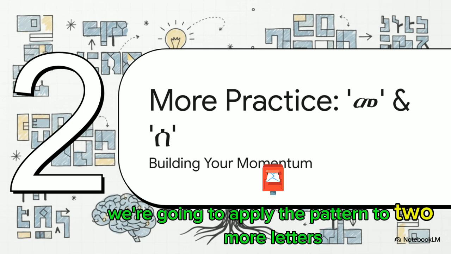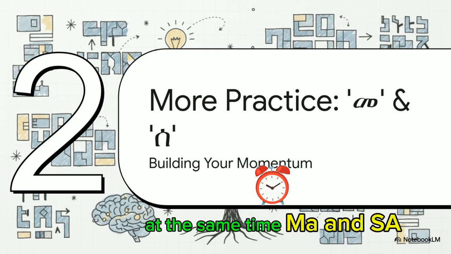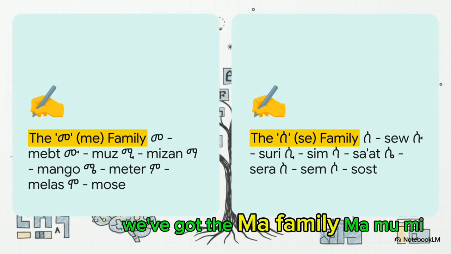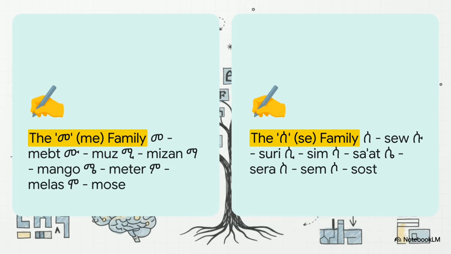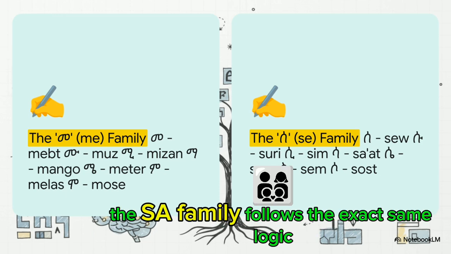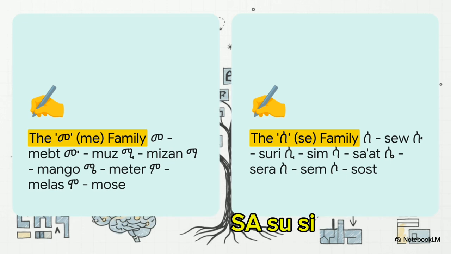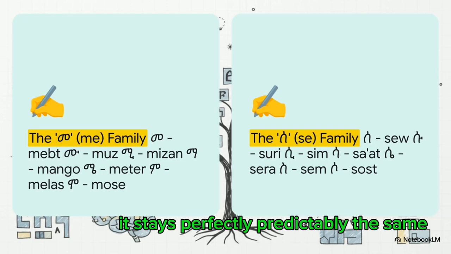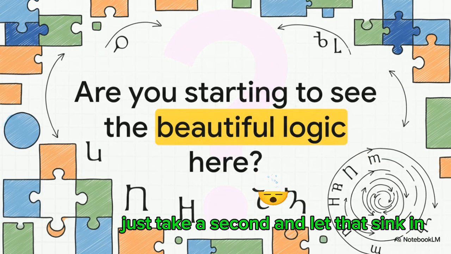We're going to apply the pattern to 2 more letters at the same time, ma and sa. Okay, on the left we've got the ma family. Ma, mu, mi, ma, me, mo. And no surprise, over on the right, the sa family follows the exact same logic. Sa, su, si, sa, se, sa, so. The main character changes, but that vowel pattern, it stays perfectly, predictably the same. Just take a second and let that sink in.